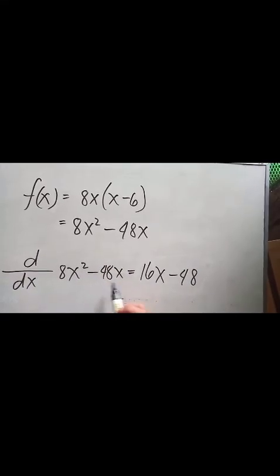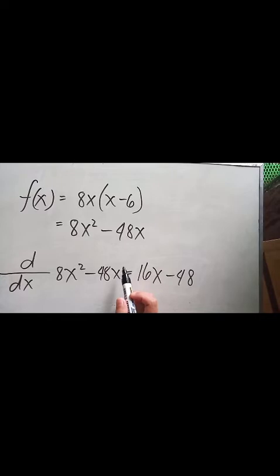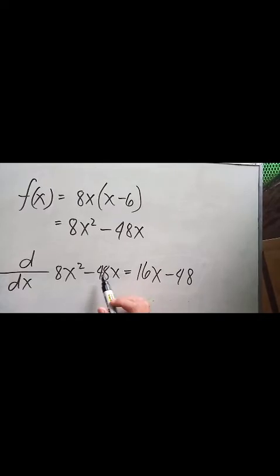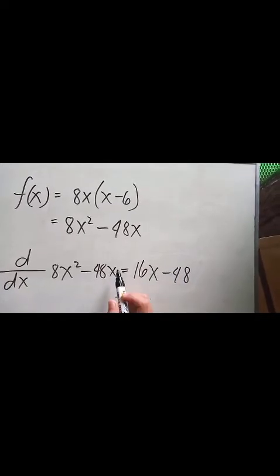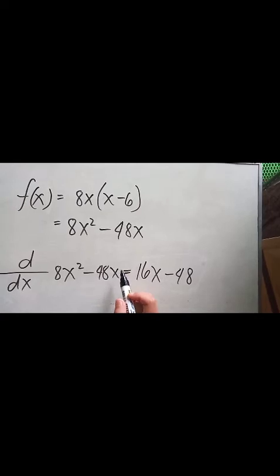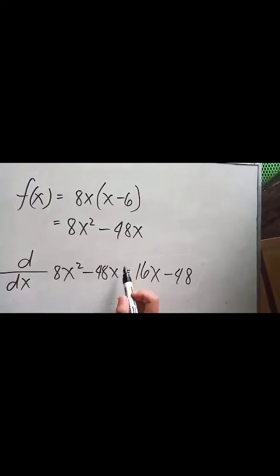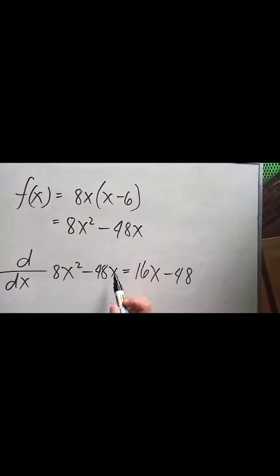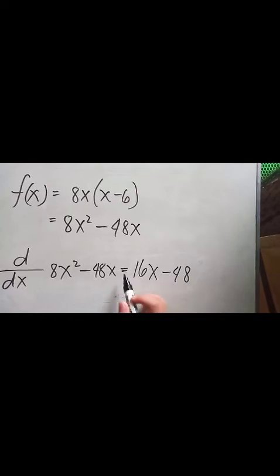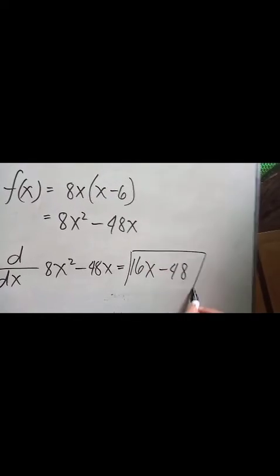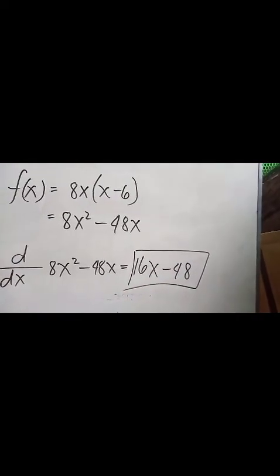And then in our second term, we will multiply the exponent of our variable x. That is 1 times 48 is 48. And then if we will subtract 1 from the exponent of our x, that will become x raised to 0. And any number or variable raised to 0 is equal to 1. So 1 times 48 is simply 48. So our final answer now is 16x minus 48.